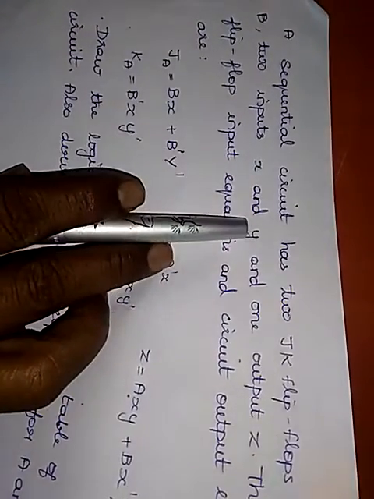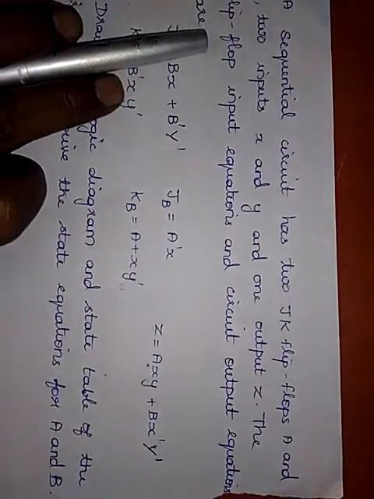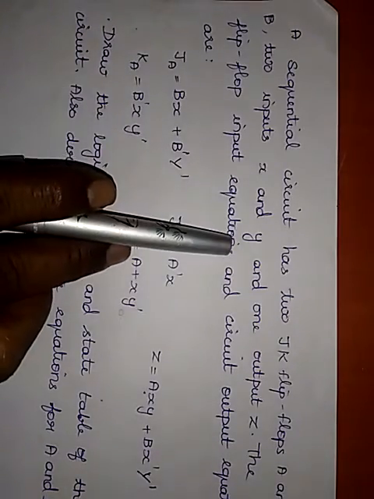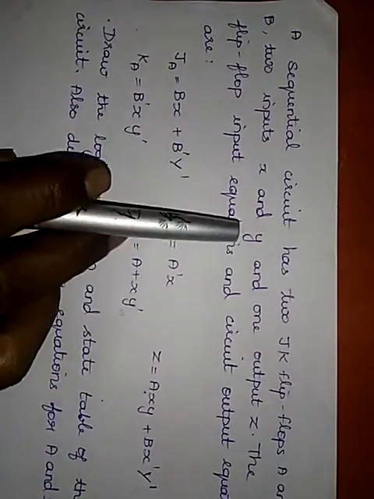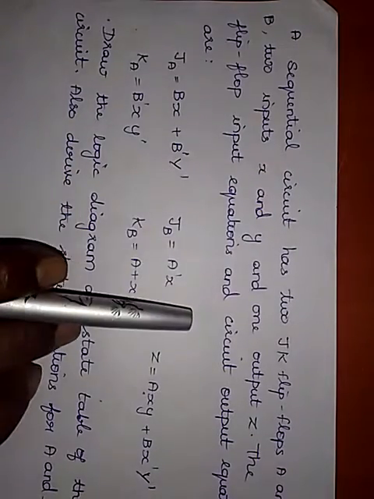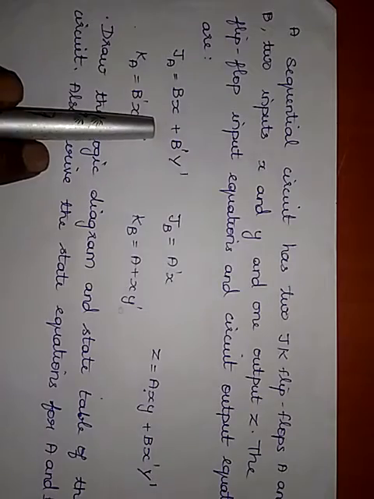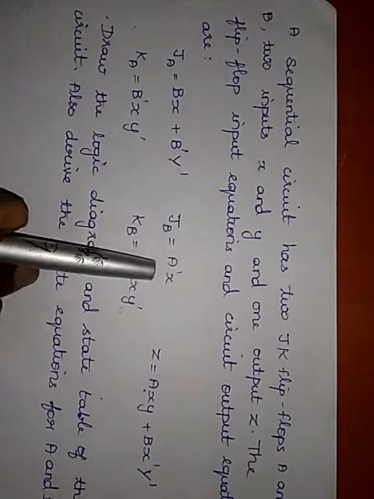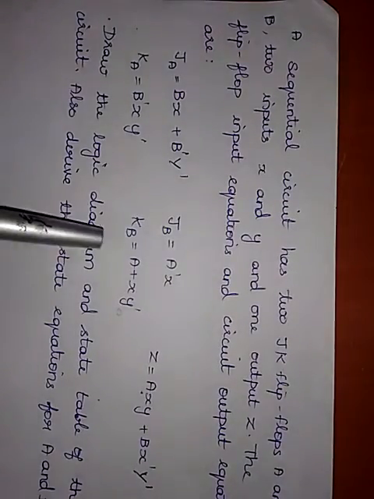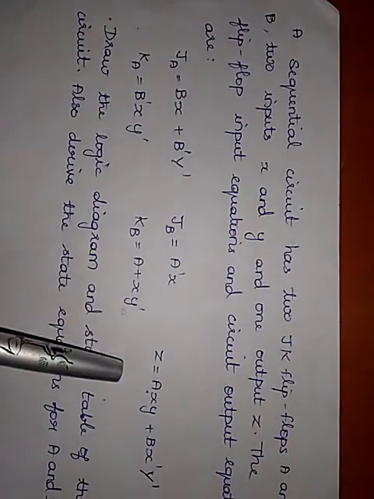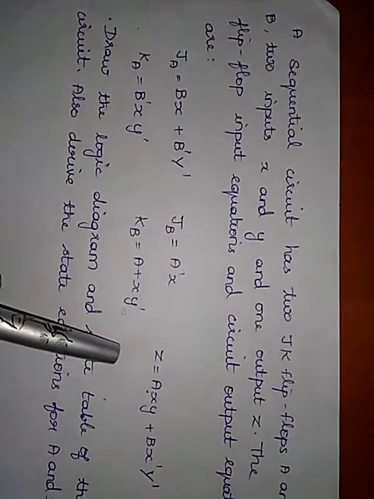A sequential circuit has two JK flip-flops A and B, two inputs X and Y, and one output Z. The flip-flop input equations and circuit output equations are JA = BX + B'Y', JB = A'X, KA = B'XY', KB = A + XY', and the output Z = AXY + BX'Y'.